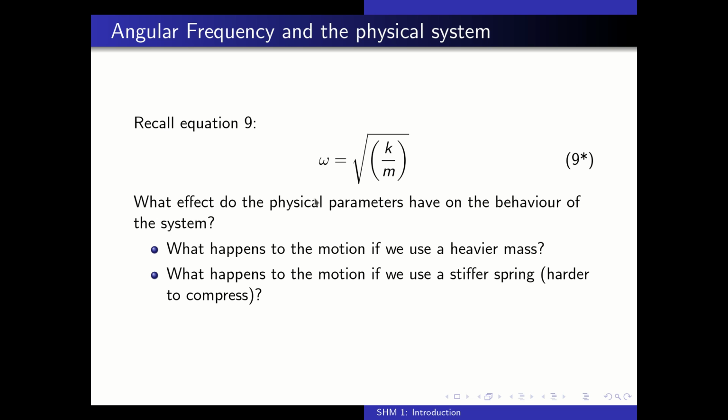If we use a heavier mass, what happens to omega? How does the value of omega change? And how does the resulting value of the period change? If omega gets big, what happens to the period? If omega gets small, what happens to the period?